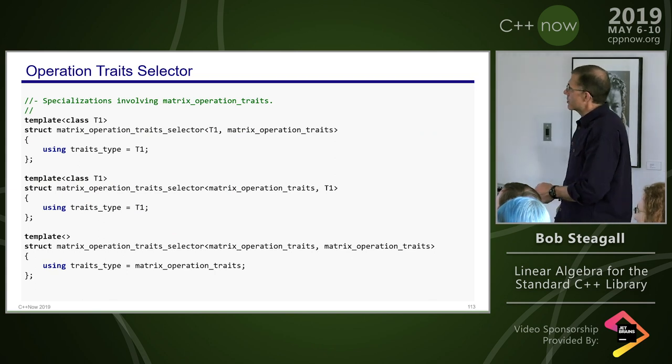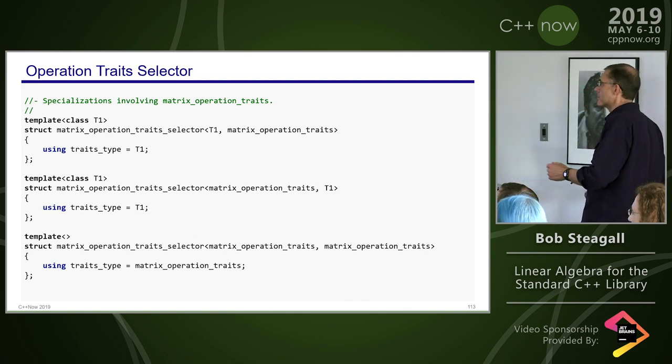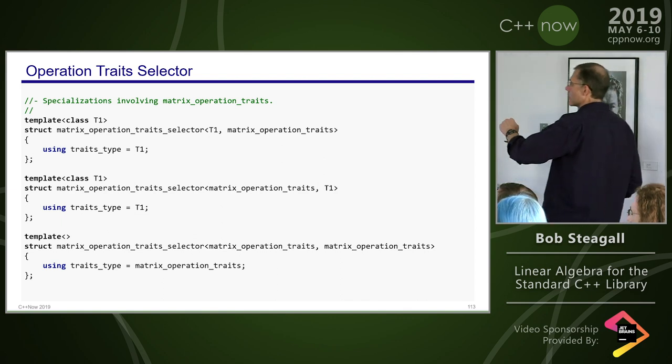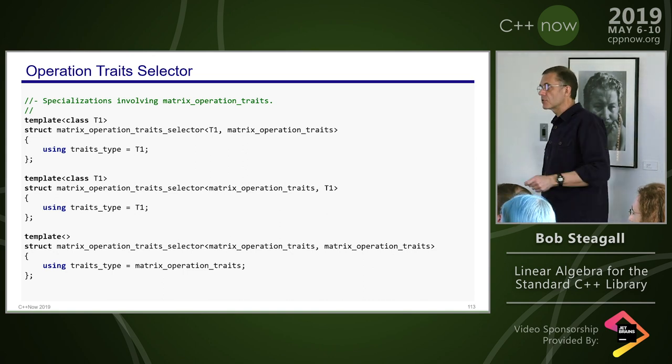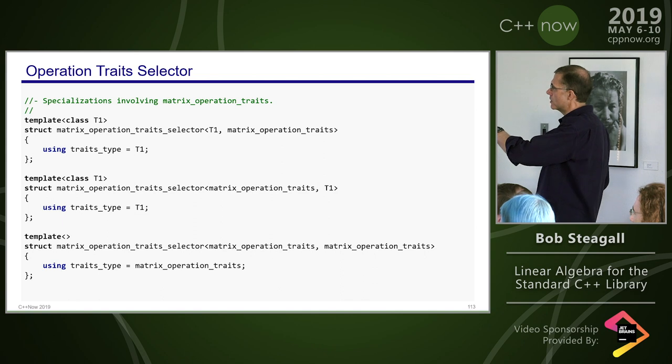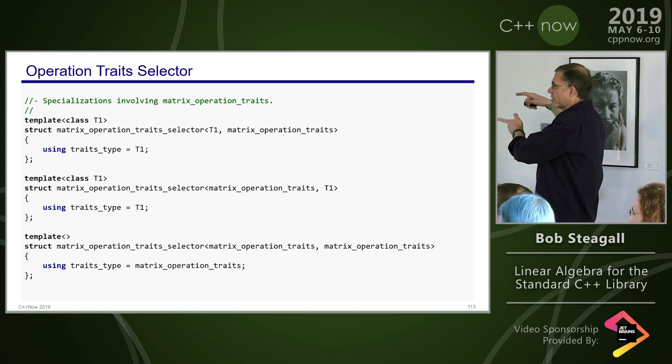We also provide specializations for the case where one or both operands are the default matrix operation traits. Now, if you supply a matrix operation traits that's different than the default, we assume that that's the one you want, and that's the type that's going to be used. And so we have the two partial specializations you see at the top to cover that case.